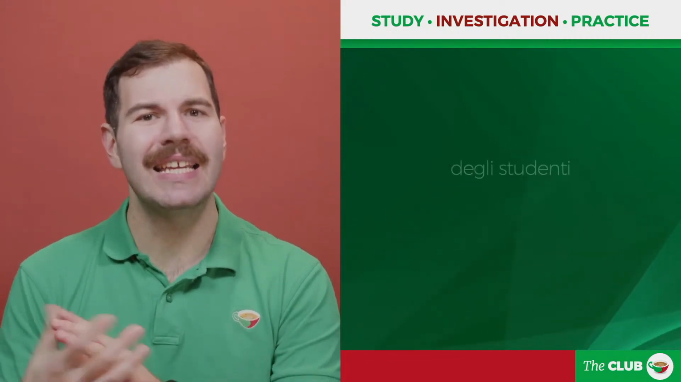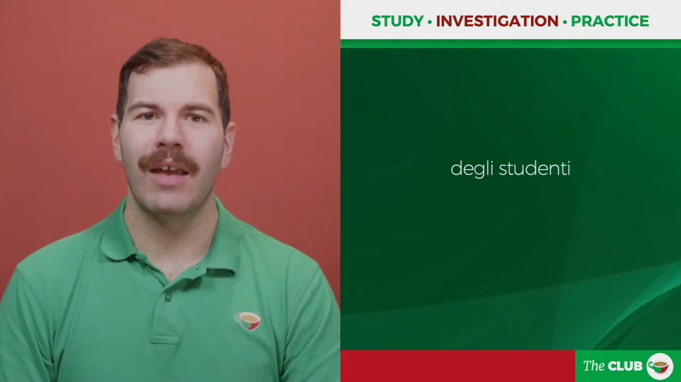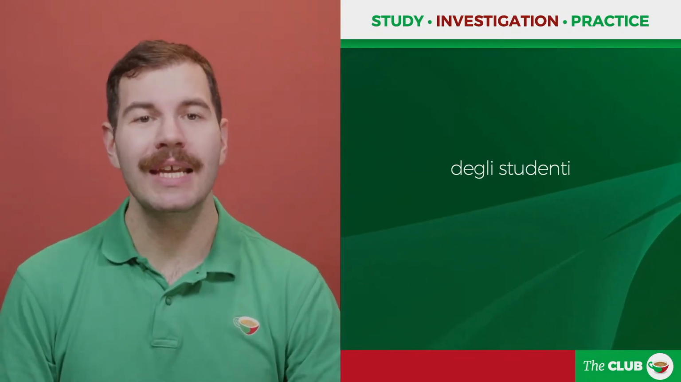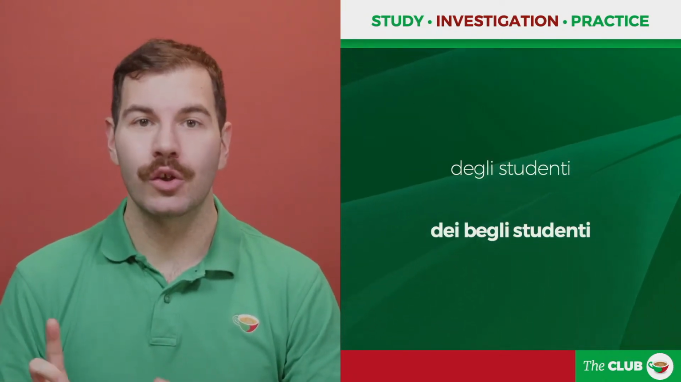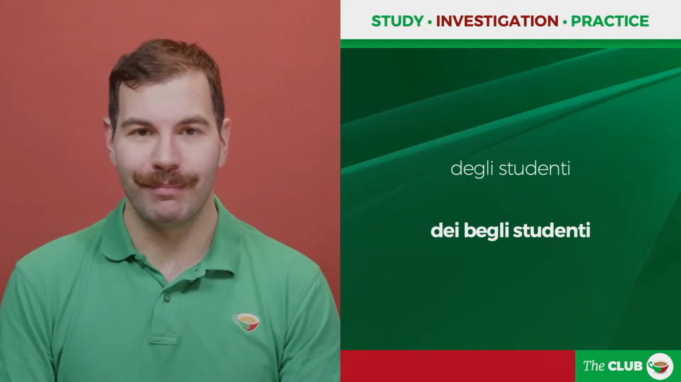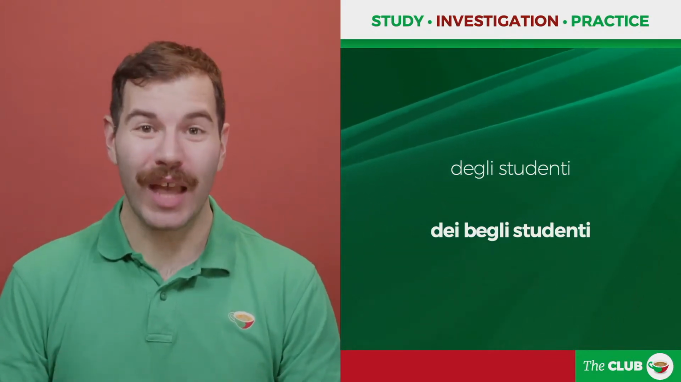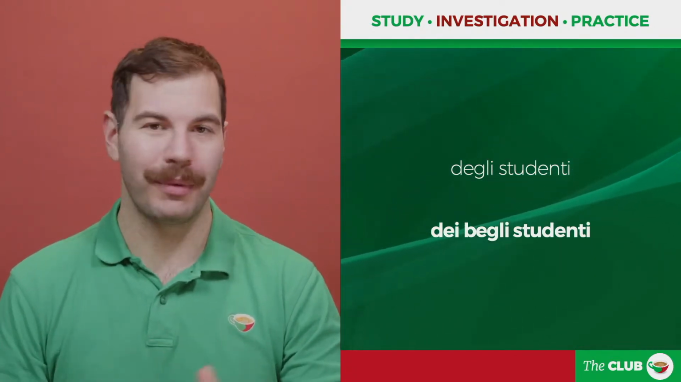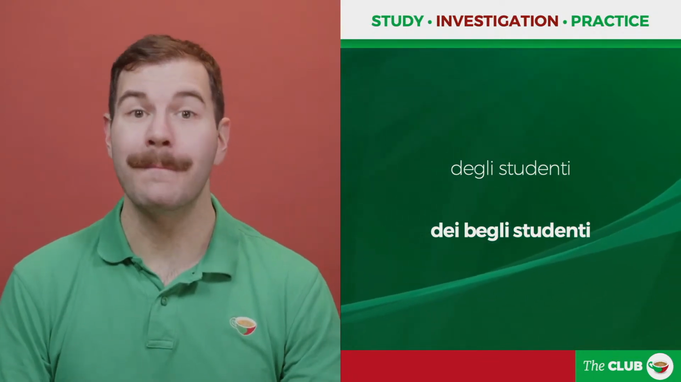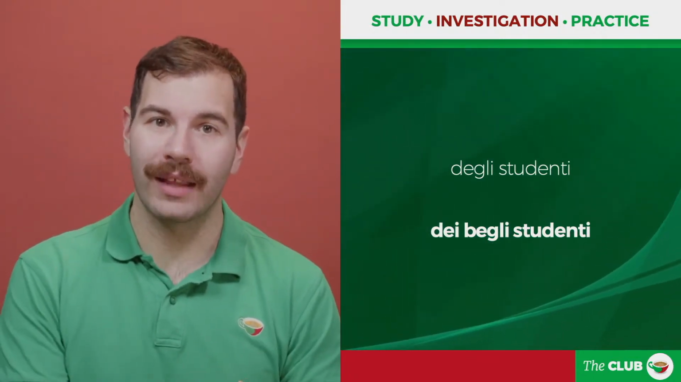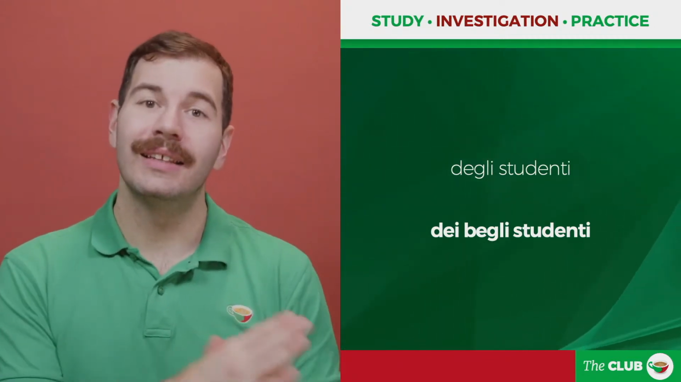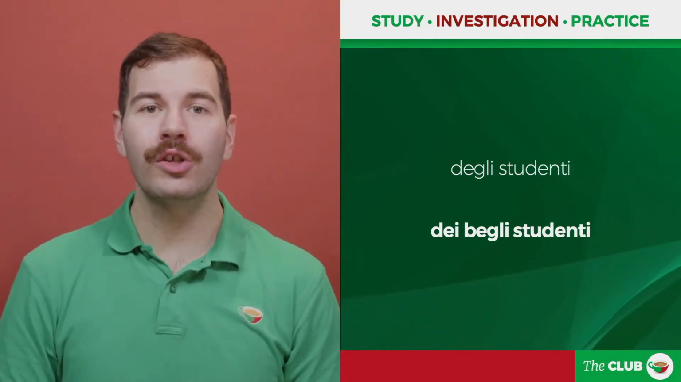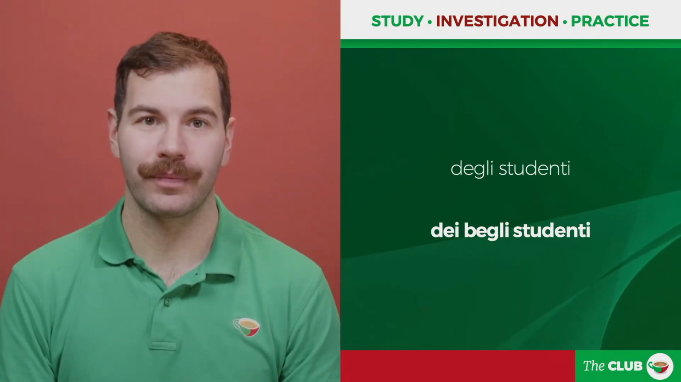Let's start with degli studenti. This means some students. If we want to say some beautiful students, male students or a mixed group of students, we would say dei belli studenti. We're using belli because studenti is a plural masculine noun starting with S plus consonant, one of the combinations of letters that we use for belli. And just like uno studente becomes un bello studente, degli studenti becomes dei belli studenti. The indefinite article also undergoes a change.